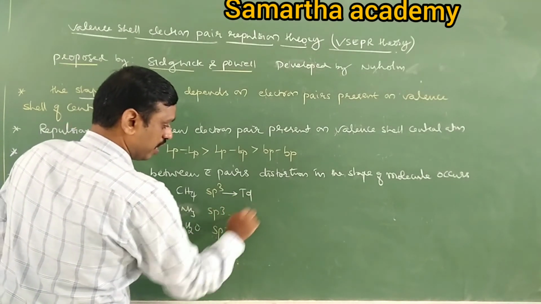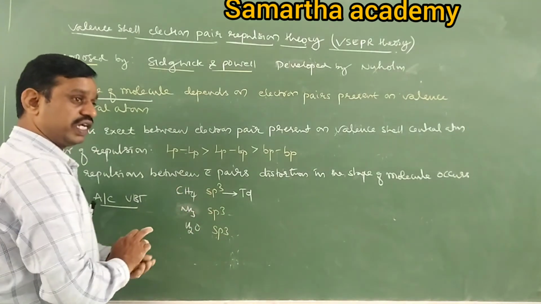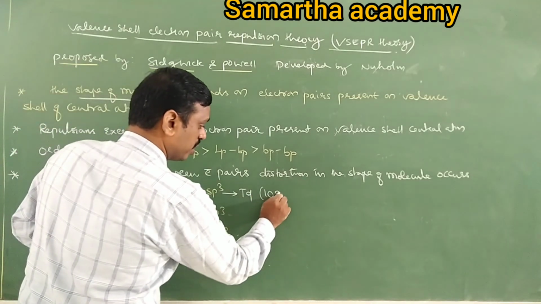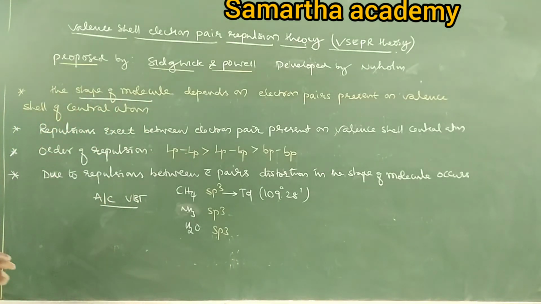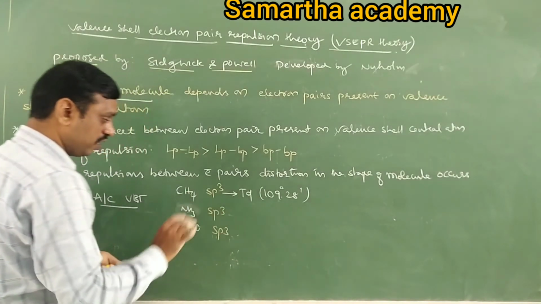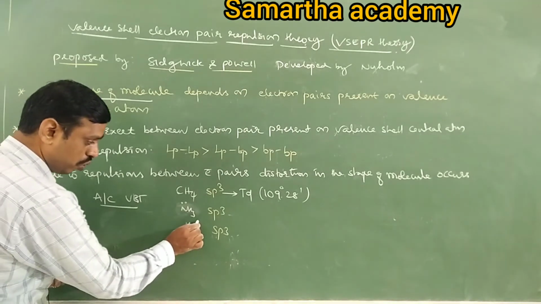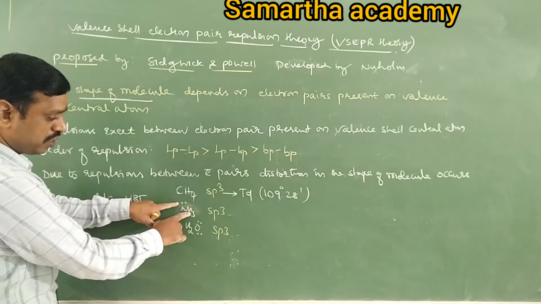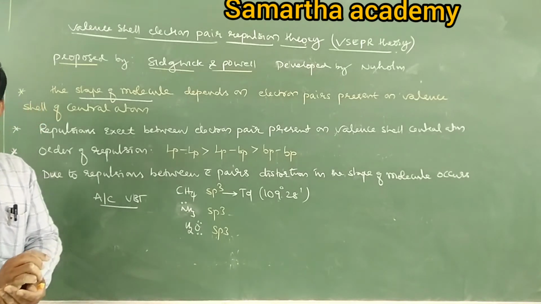geometry must be tetrahedral. Methane is alright, tetrahedral, but ammonia is not tetrahedral, and water is not tetrahedral. The bond angle is 109 degrees 28 minutes. This is there in methane, but in ammonia it is not this, in water it is not this. Why? The reason is, in ammonia there is one lone pair on nitrogen, and in water two lone pairs on oxygen. Due to lone pair-bond pair and lone pair-lone pair repulsions, there is a distortion in the shape of the molecule.